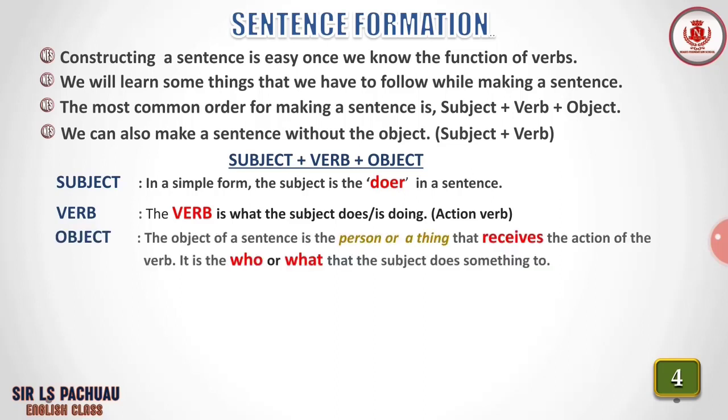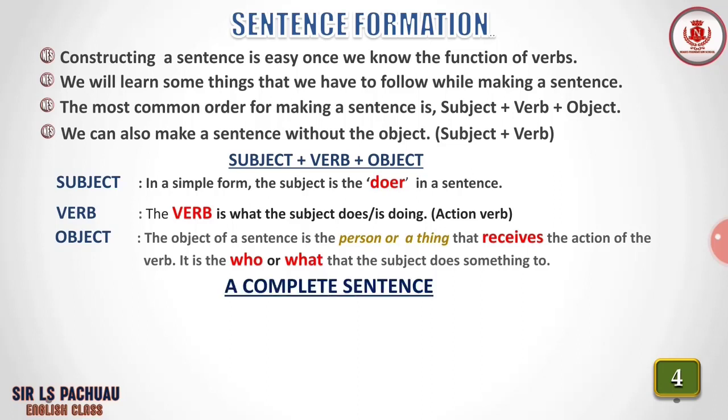Object. The object of a sentence is the person or a thing that receives the action of the verb. Here, let me repeat again. The object of a sentence is the person or a thing that receives the action of the verb. It is the who or what the subject does something to. Remember this, the who or what.